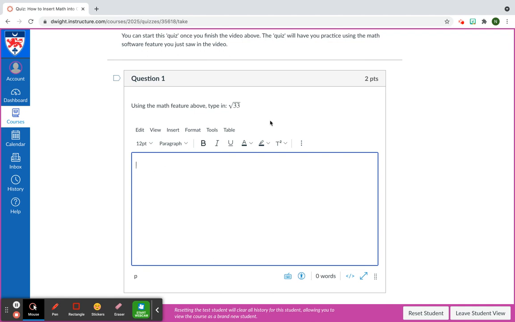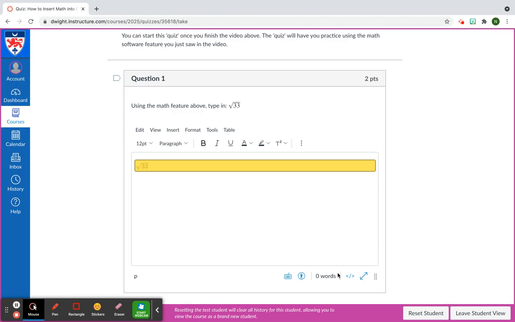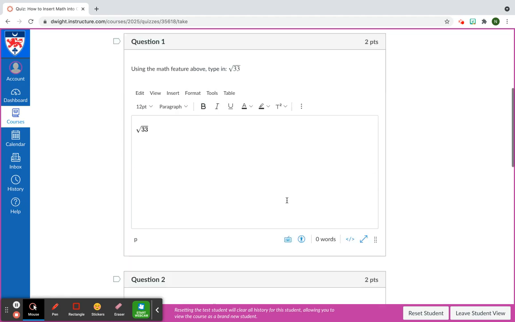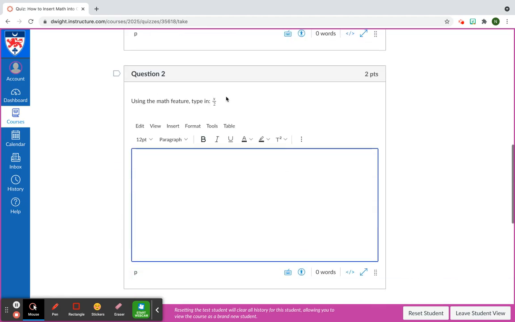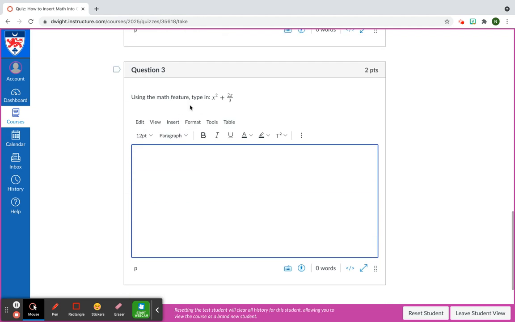So I'm going to erase this. It says using the math feature, we'll go ahead and say below, type in the square root of 33. So I'm going to come over to my 3 dots, my MathType feature, and here is our square root button. I can go ahead and type in 33 and click Insert Equation. We just talked about how to do fractions. The last question that you have here says using the math feature, type in x squared plus 2 pi over 3. So again, I'll click my cursor here.